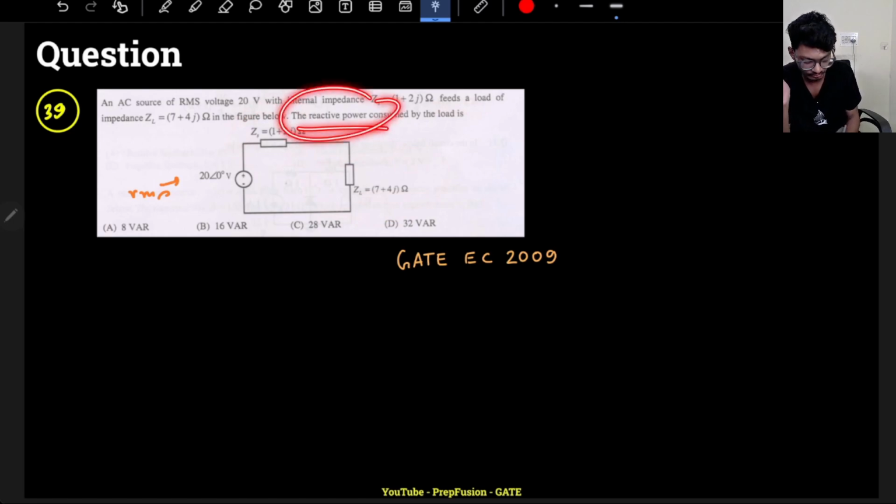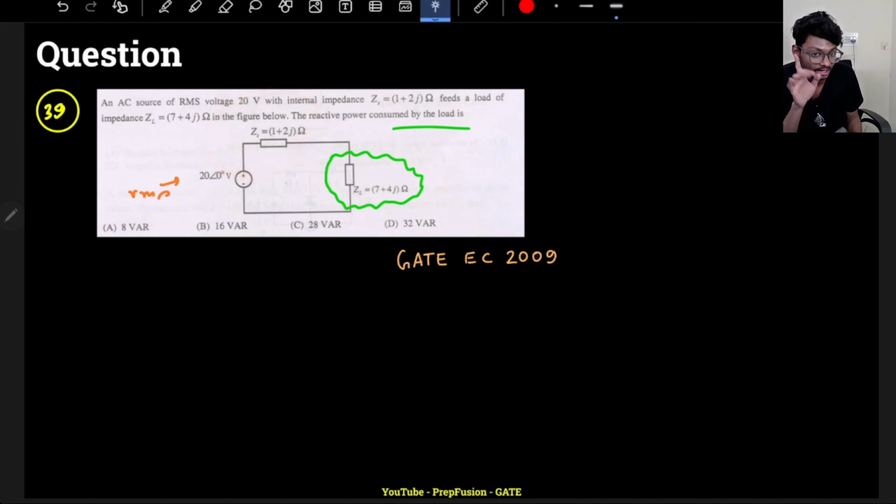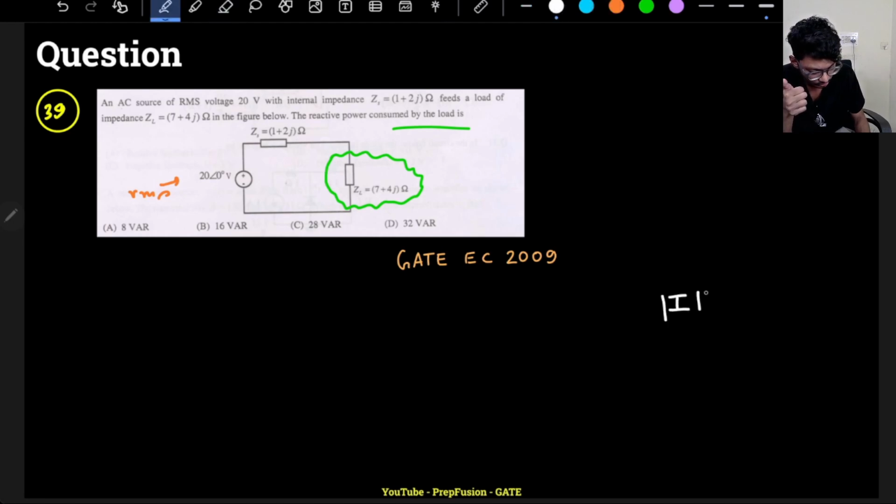You have to find the reactive power consumed. This is a series circuit, so what is important? The reactive power consumed by the load, by this element, not by the internal impedance. The value of the reactive power is the magnitude of I squared into X, which I derived in the previous lecture. So I have to find the magnitude of I RMS whole squared into XL.